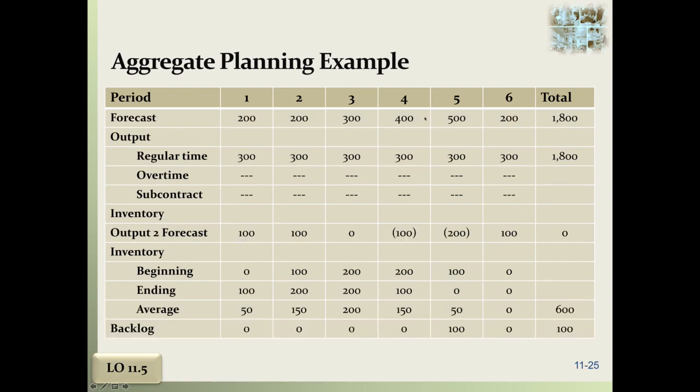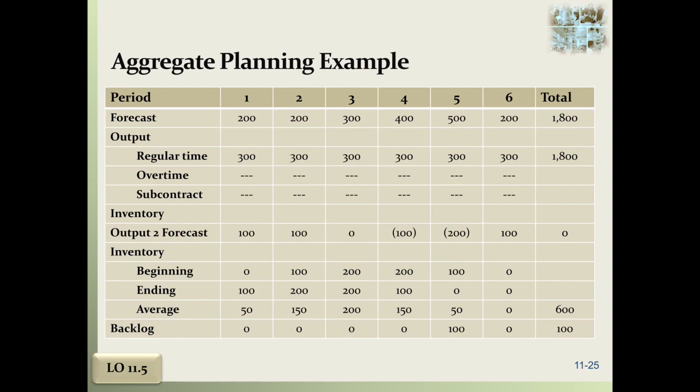The next period, my forecast is 400. And so now I have a negative output to forecast. So I'm going to actually reduce my inventory. It's going to start at 200, end at 100, but my average is still 150. So that's what I'm getting charged for inventory.